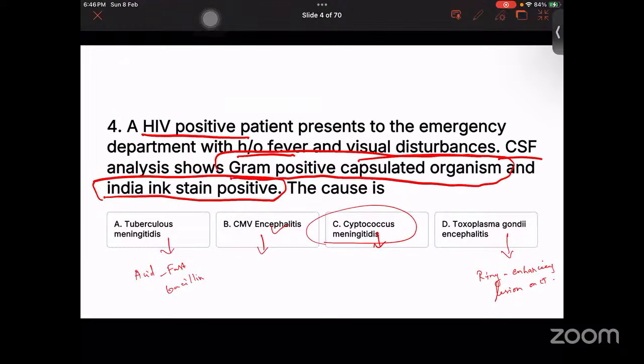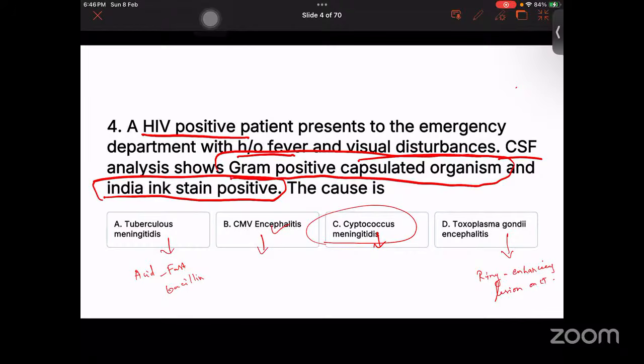Speaking about this, the question we have here is: an HIV positive patient presents to the emergency department with a history of fever and visual disturbances. CSF analysis shows a gram positive capsulated organism and India ink stain positive. The causative organism is? So here we have almost 4 to 5 clues.